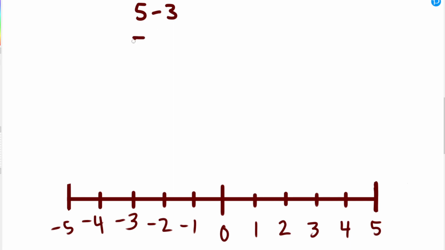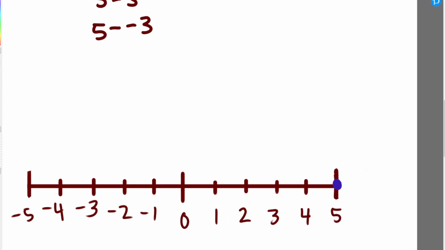Now, let's say we have something like 5 minus negative 3. What this is saying is we start at 5. This time I didn't give myself enough room on my number line. 5, 6, 7, 8. Now this time we aren't subtracting 3 like we did before, because there's this extra subtract sign, right? We're actually minusing negative 3. So we're basically saying we're going the opposite of negative 3.